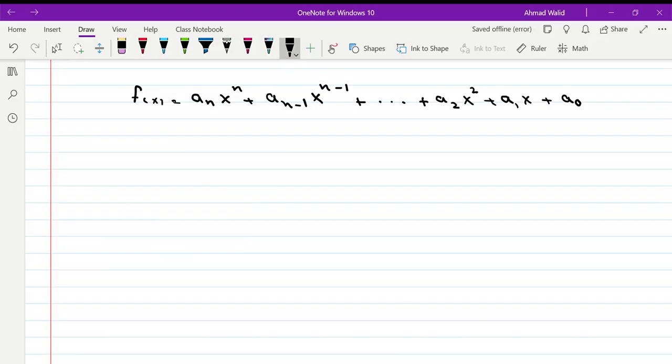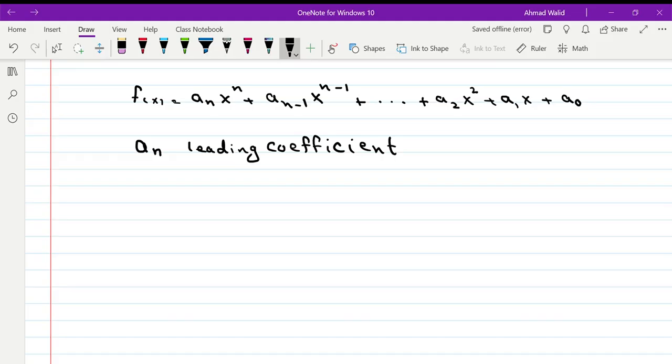Now, in this general form that I put for you, f of x equals a sub n, we call a sub n the leading coefficient. Your a sub n is the leading coefficient. What does it mean? The coefficient of the highest exponent, we call that one the leading coefficient.